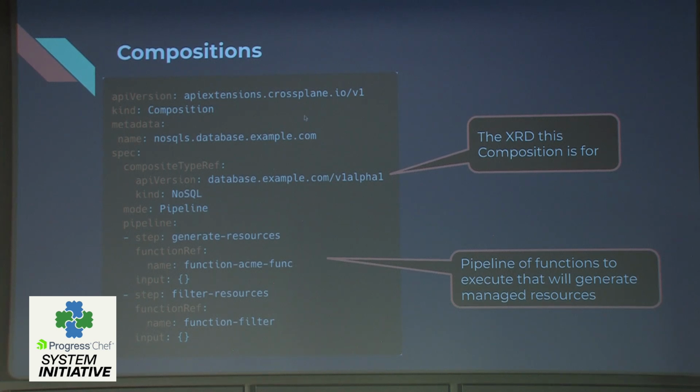How does it look like? So here's a simple composition. It just references the composite resource definition. That's the schema of the database you want to expose. And here you have what we call a pipeline. It's just a set of functions, and they're going to be run in sequential order. All they do is output YAML, modify YAML. So at the end, in goes nothing, and out comes YAML.